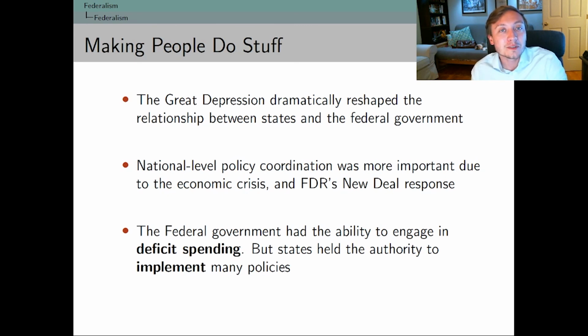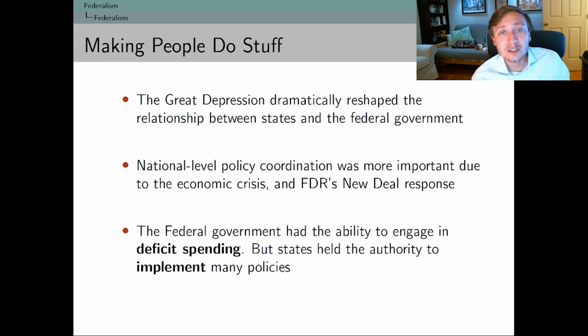And so deficit spending is really important during a crisis under the assumptions of Keynesian economics. But states, right, they were not really people who had the ability to do a lot of deficit spending. That's not something that was expressly allowed to them in many contexts. But states have the authority to implement those policies, right? They're the ones at that time with all the infrastructure to actually reach people on the ground.